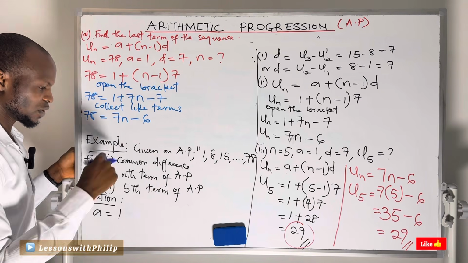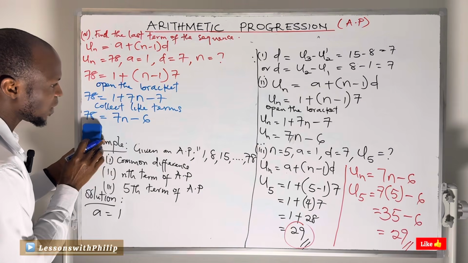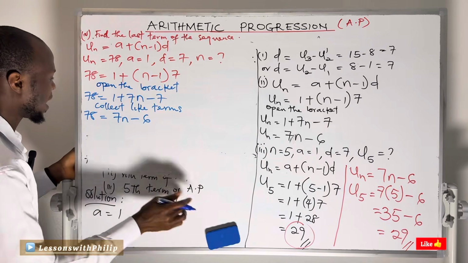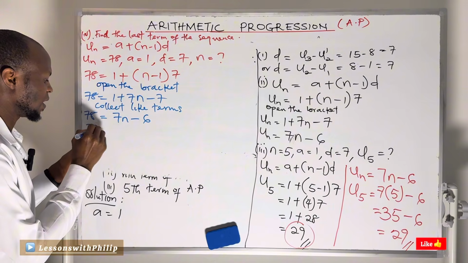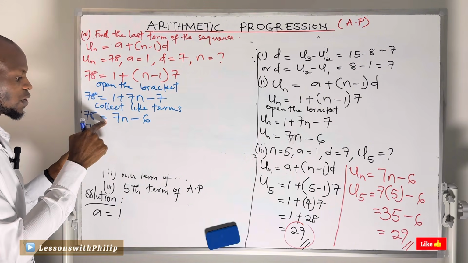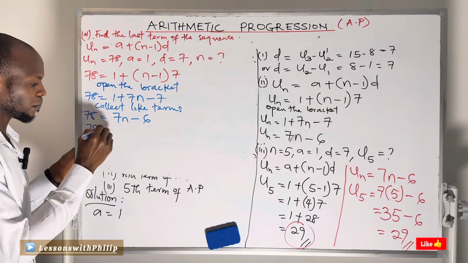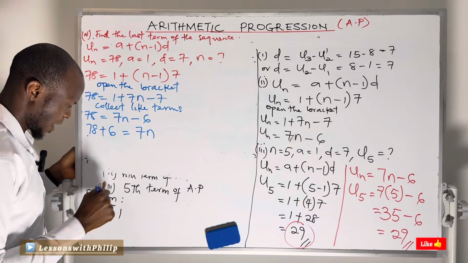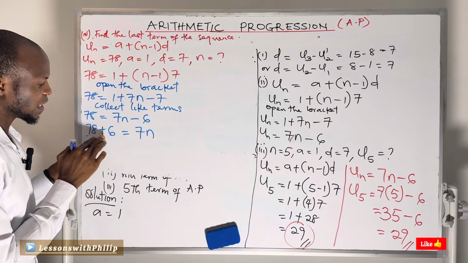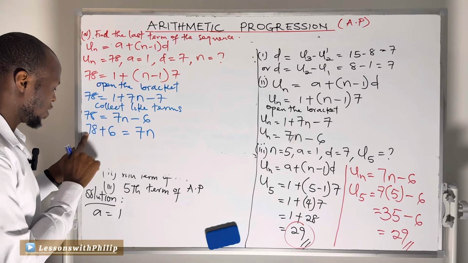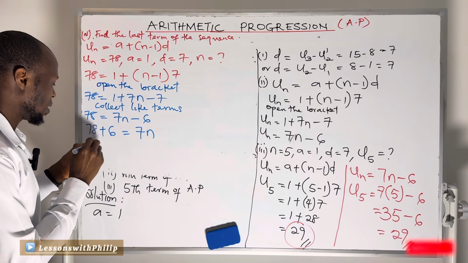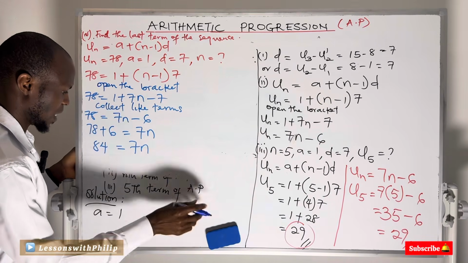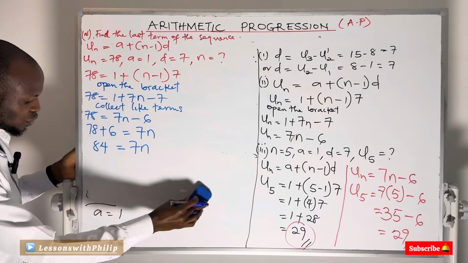I still want to collect like terms. If I collect like terms in this place again, that shows that my 78, if I bring minus 6, crossing the equal to sign, it will be positive. That is plus 6 equals to 7n. 78 plus 6 will give me 84 equals to 7n.